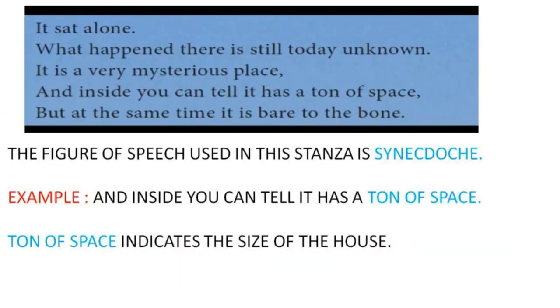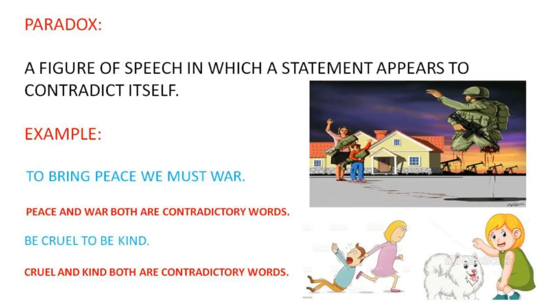Now if you look at the fourth line of the first stanza of this poem, and inside you can tell it has a ton of space. Here ton of space is a synecdoche because this line indicates the size of the house.